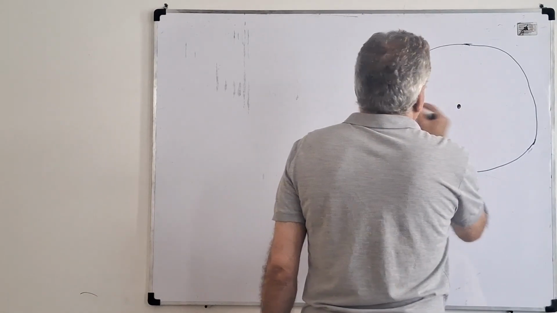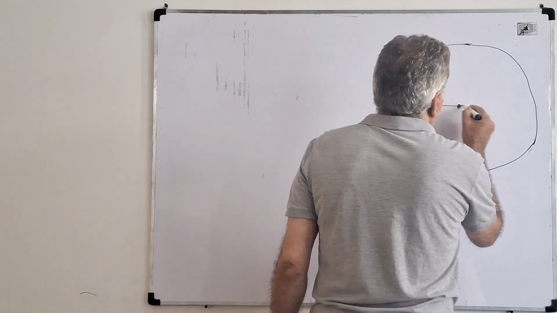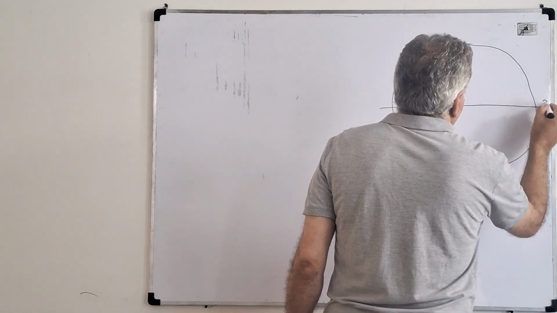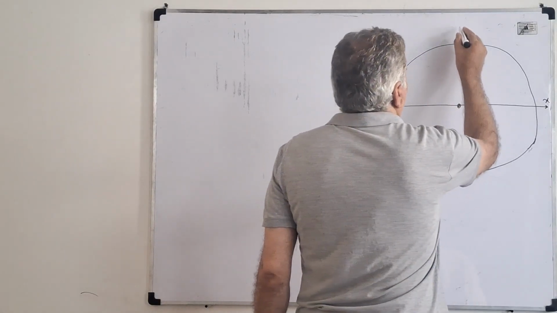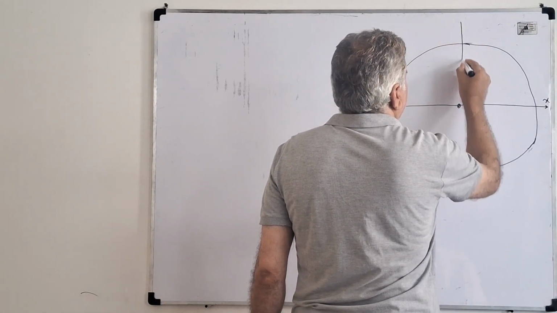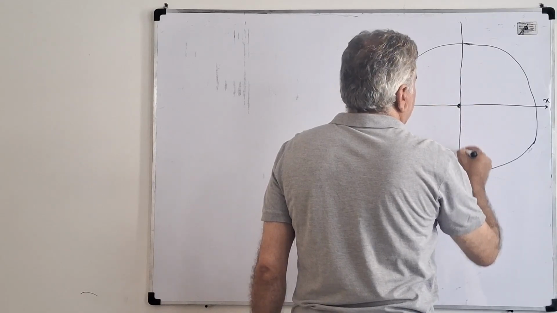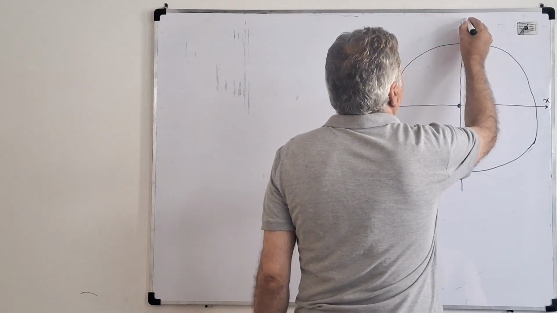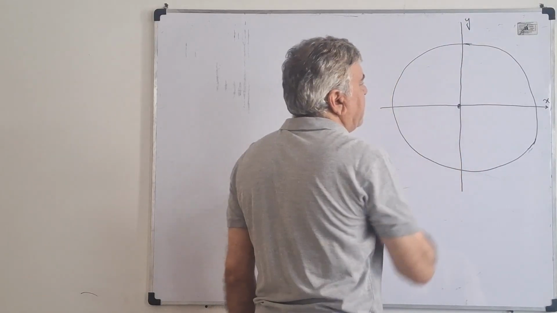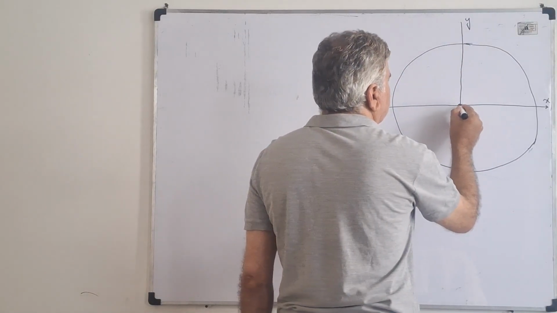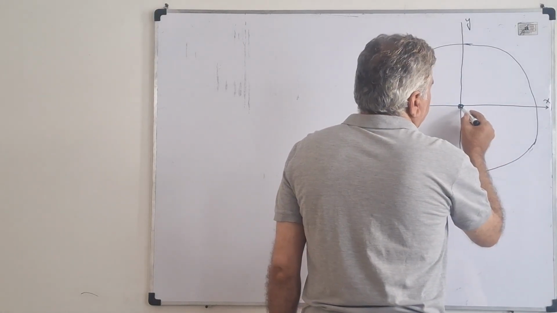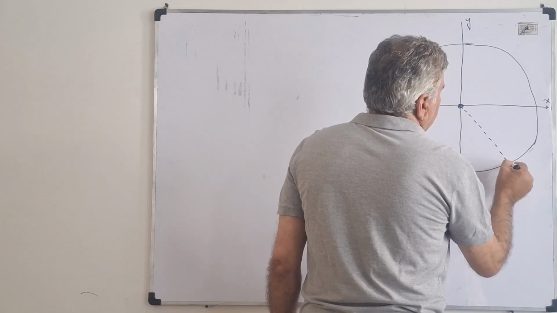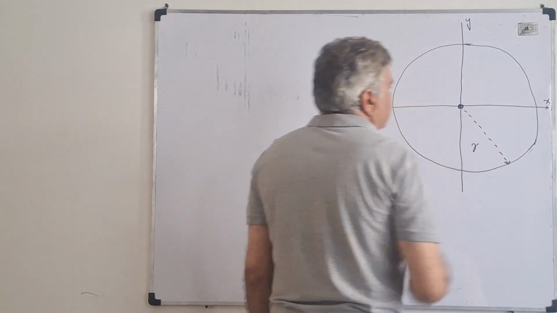I take the x-axis in this direction, this is positive x, and the y-axis in this direction, that is the origin of our coordinate system passing through the center of the circle, and let r be the radius of this circle.